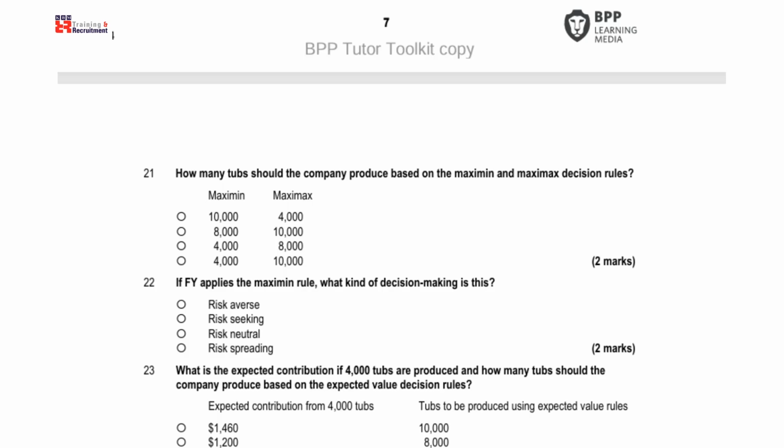How many tubs should the company produce based on maximizing the minimum contribution, which is called maximin, means maximizing the minimum contribution, and maximax means maximizing the maximum contribution. Where is your risk taker? And here is your risk averse.